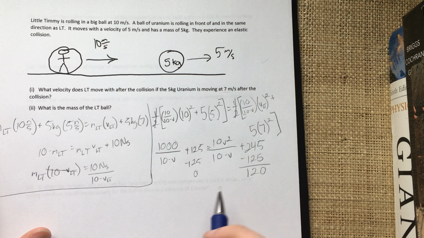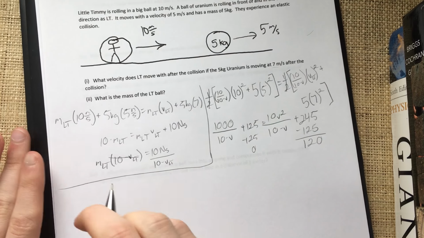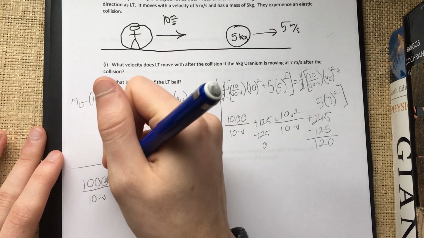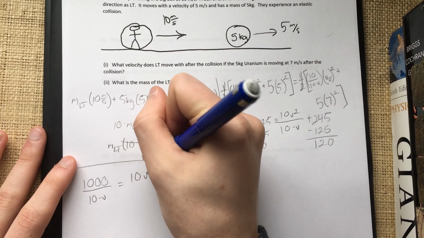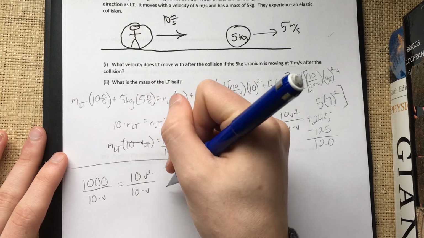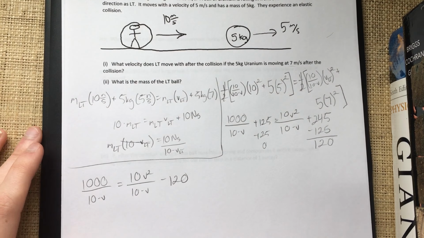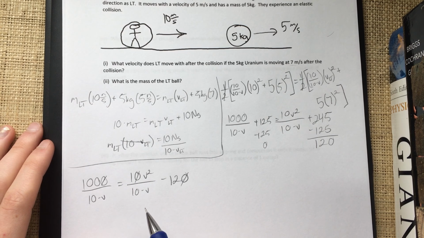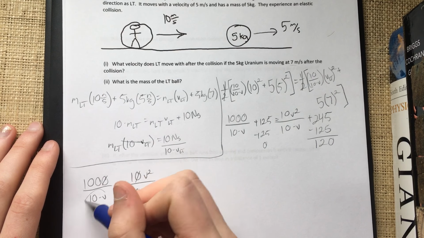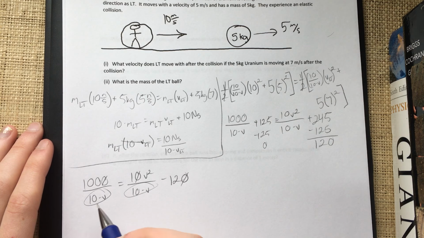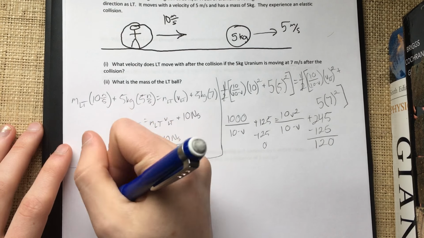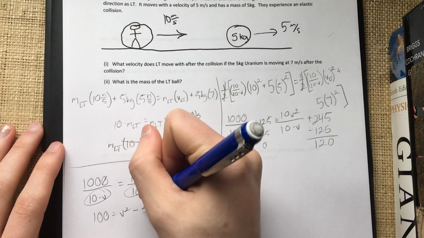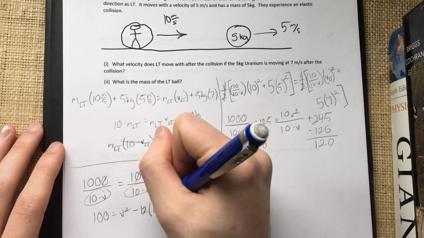For even more simplicity, I'm going to write this all out over here, just so it's a little easier to read. 1,000 over 10 minus V equals 10V squared over 10 minus V minus 120. And all of these are divisible by 10, so I'll just take a 0 off of all of it. And I'm going to multiply every term by this denominator here so that it goes away from these terms and gets multiplied by this 12. So 100 equals V squared minus 12 times 10 minus V.